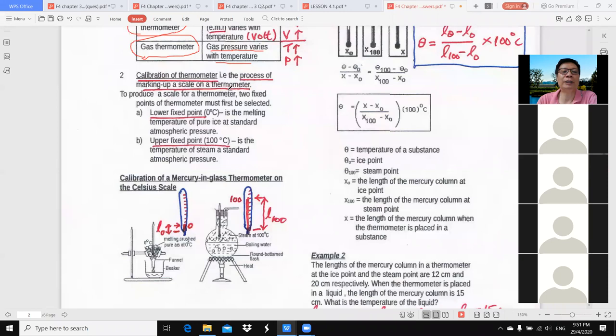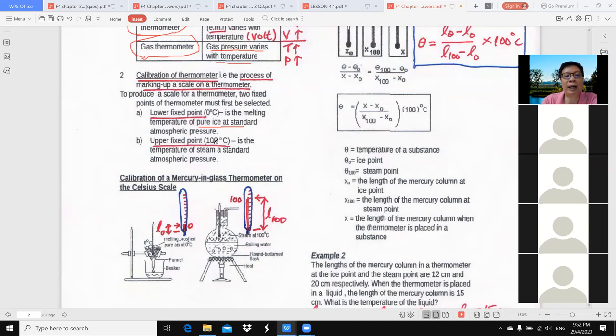Okay, to mark the scale, we use two concepts here: one is the lower fixed point, one is the upper fixed point. Lower fixed point is zero. We take this temperature as a starting point. Lower fixed point 0 degree, upper fixed point 100 degree. These two are fixed already. Okay. 0 is the melting temperature of ice. The melting temperature of ice is the lower fixed point, 0.